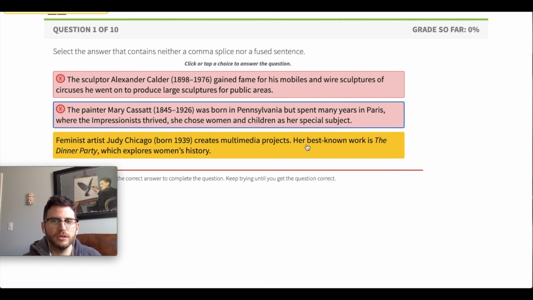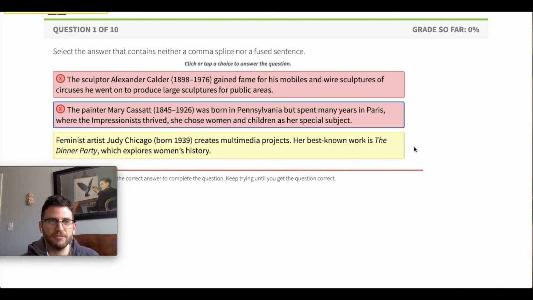Her best known work, subject, verb, is, and then The Dinner Party. It's not an object. Her best known work is The Dinner Party. This would be an example of, actually, I won't tell you. It's not subject, verb, object. It's subject, verb, subject. What's that called? If you remember what that's called, leave it in the comments, and I'll be super impressed if you get that one right. I'll give you a clue. It's two words. First word is P. Second word starts with an N, as in Nancy.